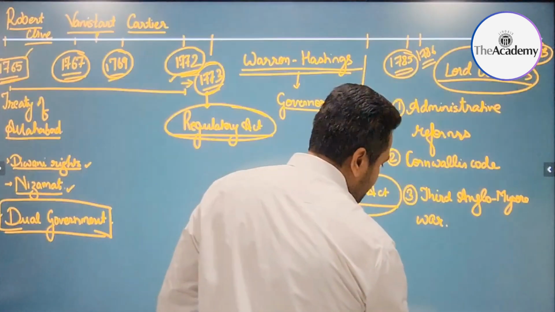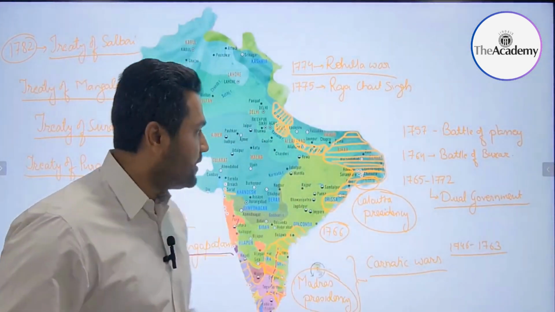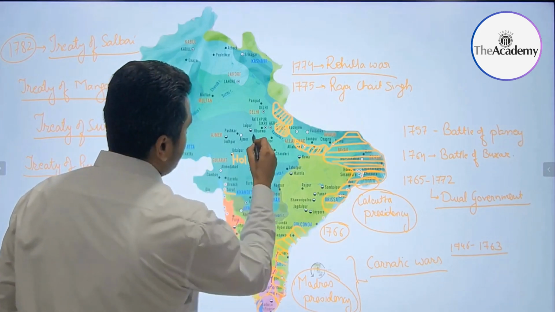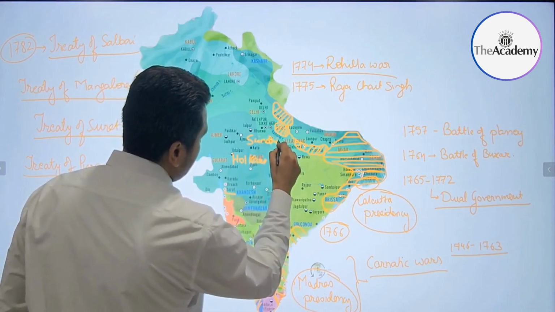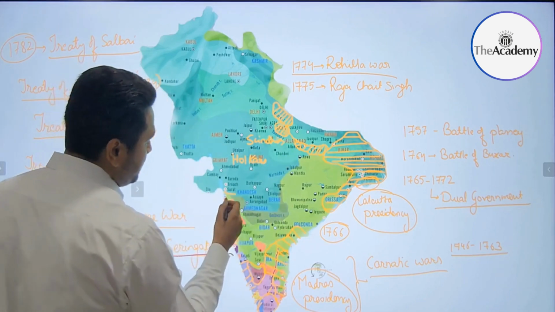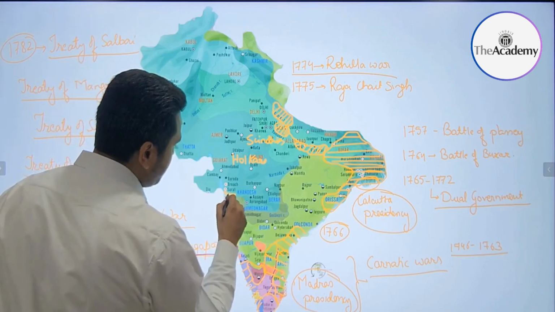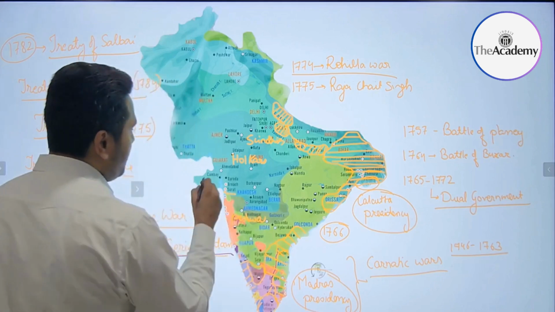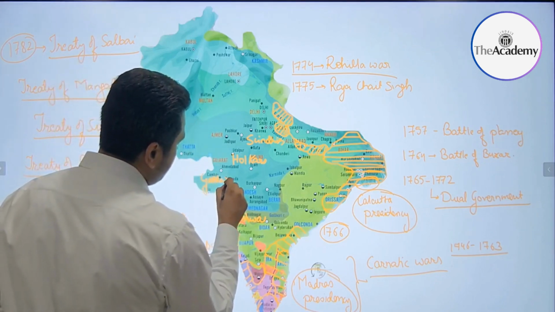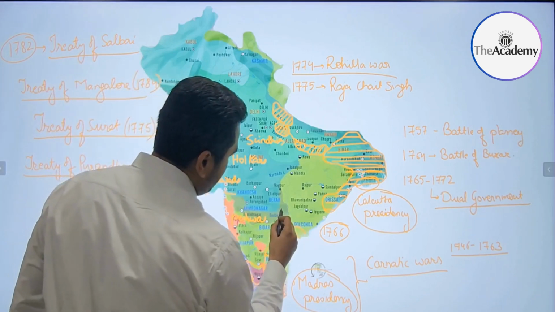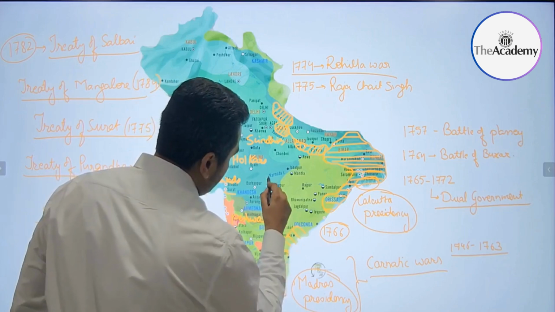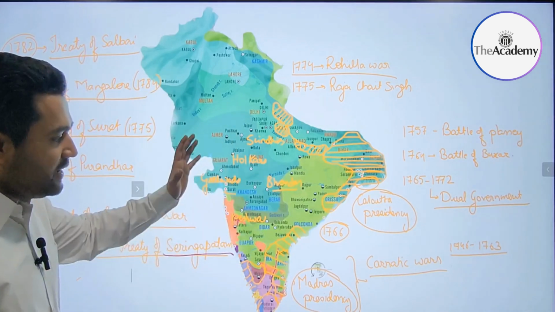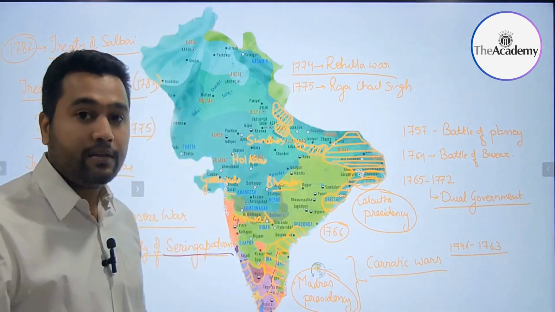For the last time, all the Maratha Sardars, whether it is the Holkars of Malwa, the Sindhias of Gwalior, the Peshwas of Pune, the Gaikwads, and also the Bhosles of Nagpur, all the five Maratha Sardars came together to defeat Hyderabad in the Battle of Kharda.